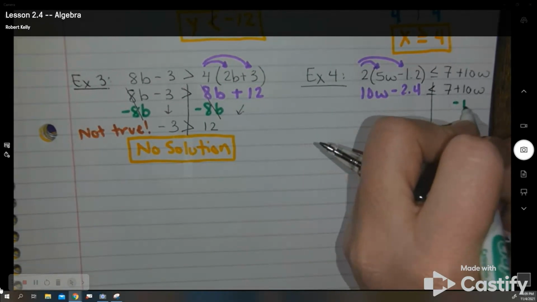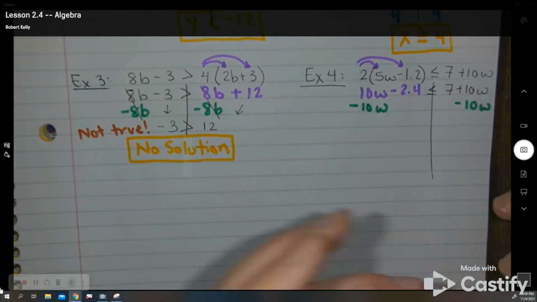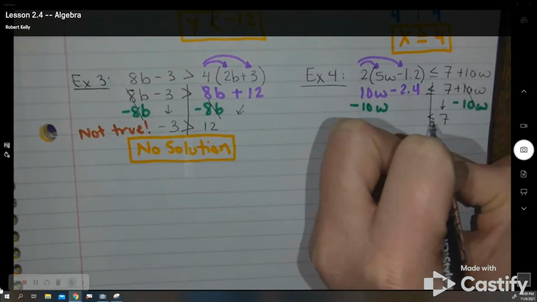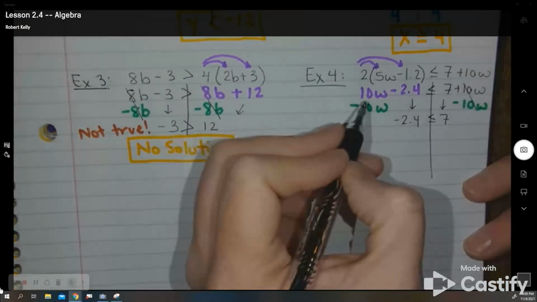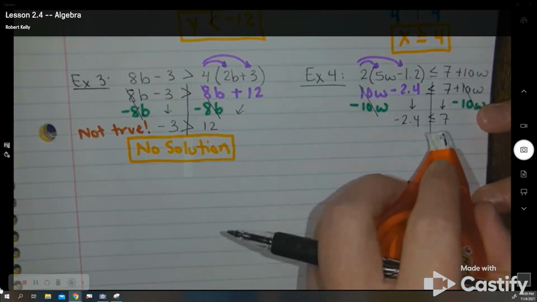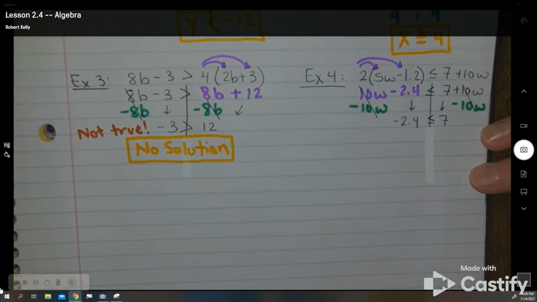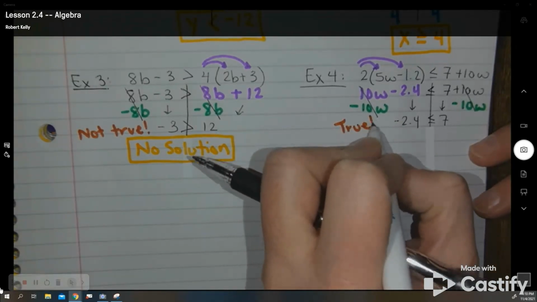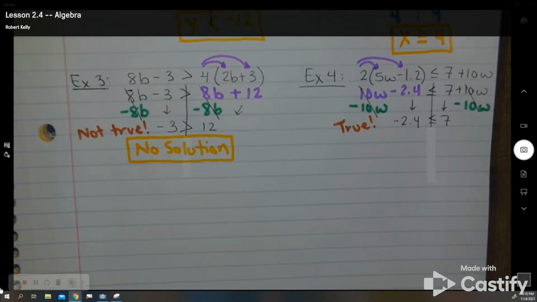Next, I'm going to subtract 10w from both sides. 10w minus 10w is 0. Bring down our 7. Inequality symbol doesn't change. Bring down this negative 2.4. 10w minus 10w is 0. So now I ask myself, okay, is negative 2.4 less than or equal to 7? Yes, this is true. So because this is true, we would call this all real numbers.